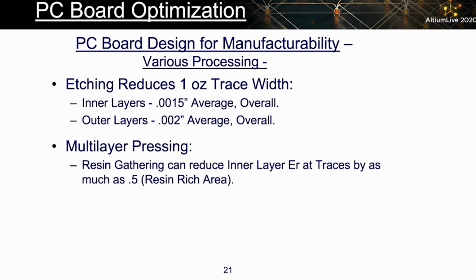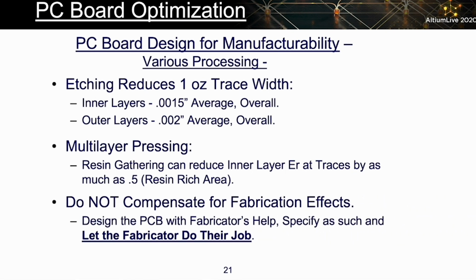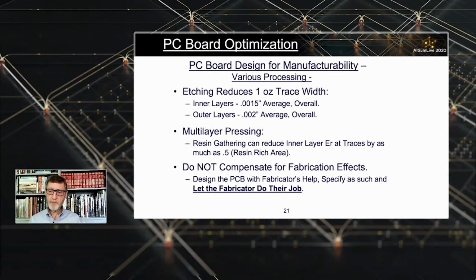When you change the dielectric constant the traces see, in this case lowering the Dk, it will raise the impedance. What? Yes, it will raise the impedance of the traces. Well, shouldn't I compensate for that? No. Don't ever, as this bottom note says on this slide, compensate for the fabricator's needs. Make sure you design so they can produce your board.